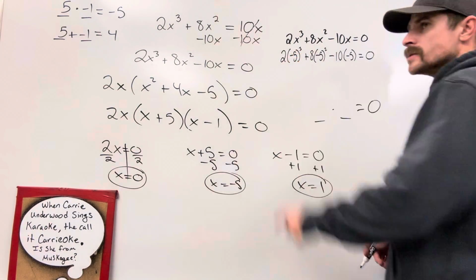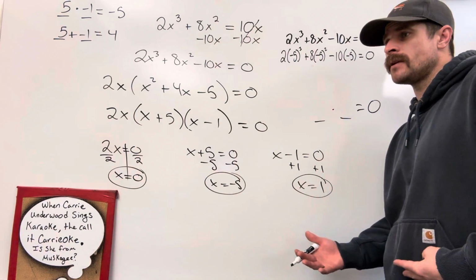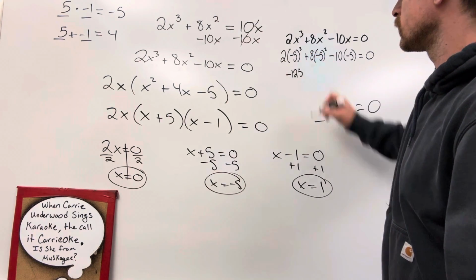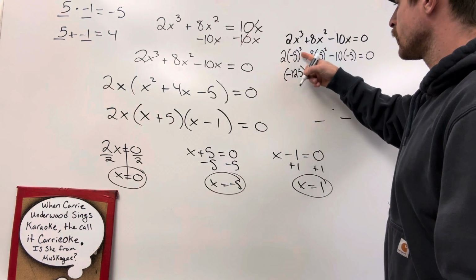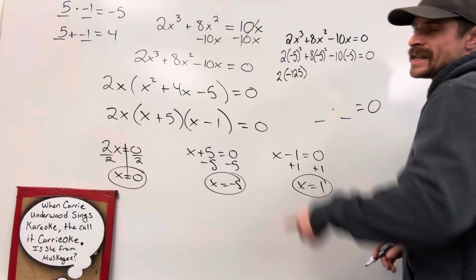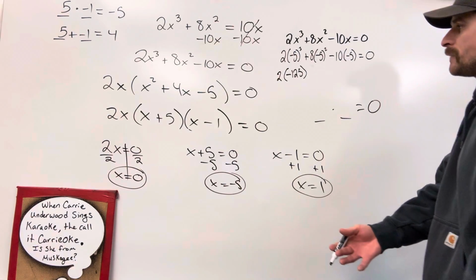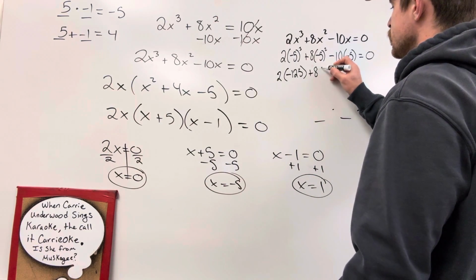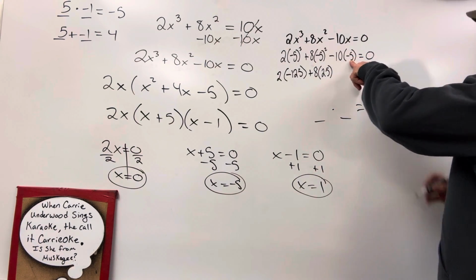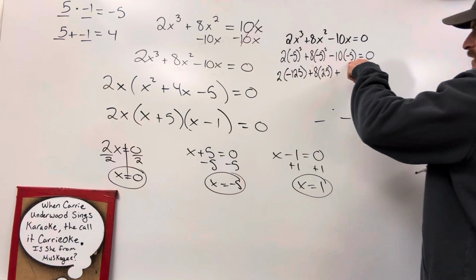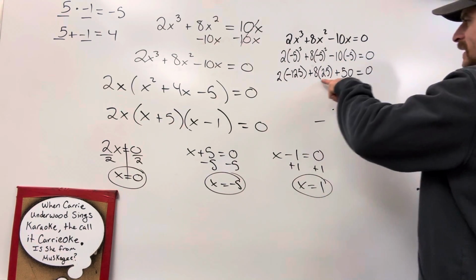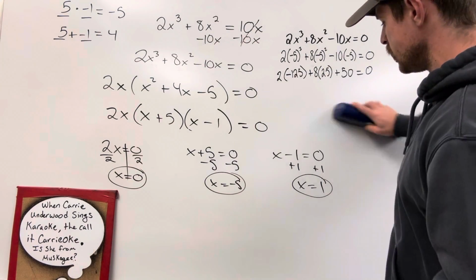Well, negative 5 cubed. Negative 5 times negative 5 is 25, but then 25 times a negative 5 makes a negative 125. And then we're going to have to multiply that times 2. Negative 5 squared means negative 5 times negative 5, which is positive 25. So now we got plus 8 times 25. And then a negative 10 times a negative 5 is a positive, because a negative times a negative is a positive. 10 times 5 is 50. So we're starting to clean this up. We're just going to keep on working our way down to the end.